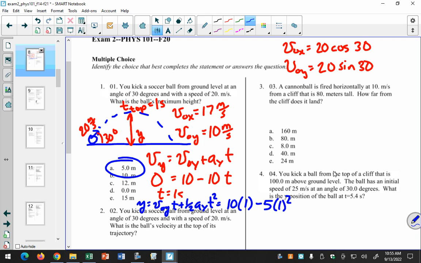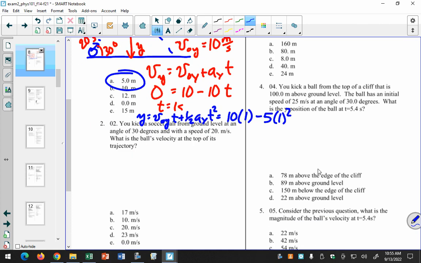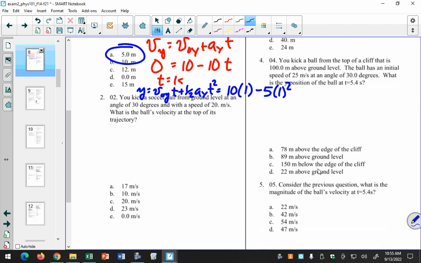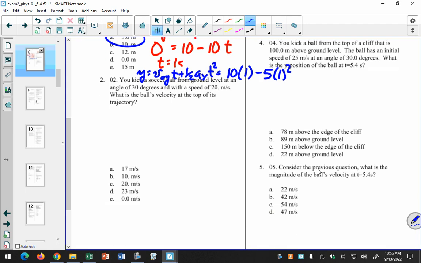Okay, we want to do some others of these projectile motion ones. Did I see it?